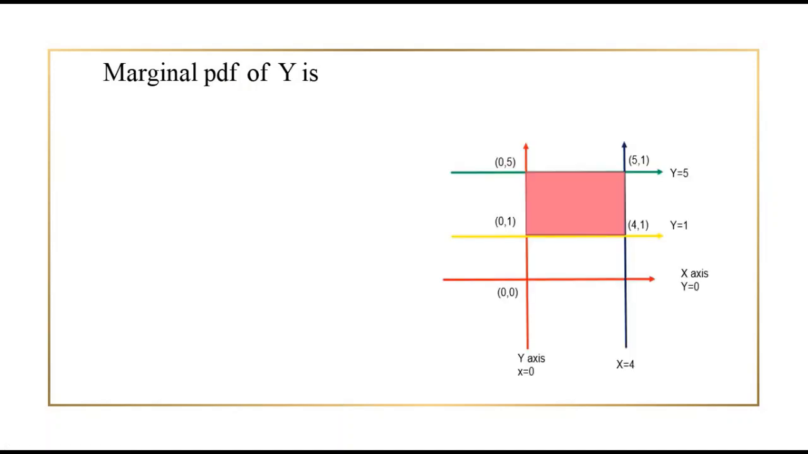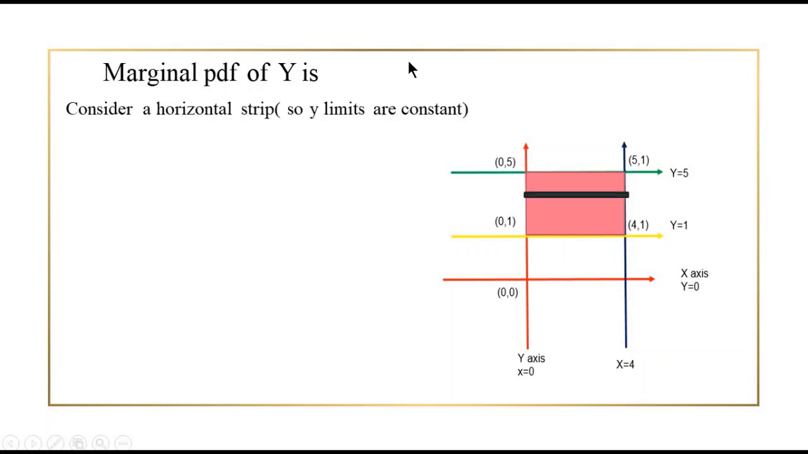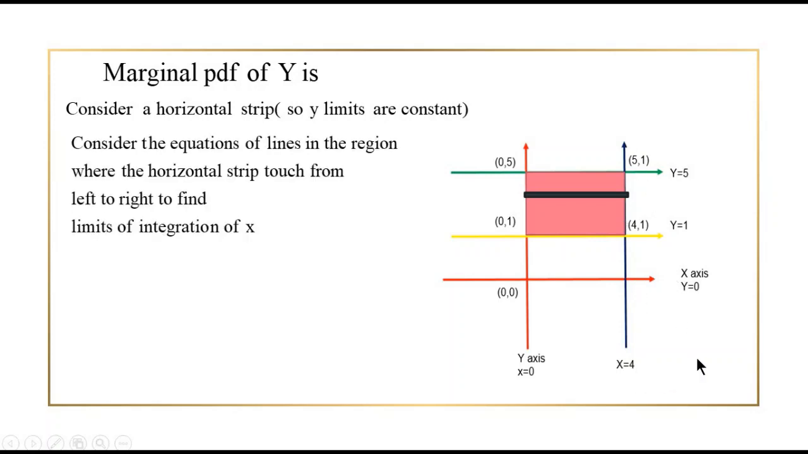Similarly, let us find the marginal PDF of y. Draw the base region. To find the marginal PDF of y, we have to draw a horizontal strip. When you draw a horizontal strip, consider the leftmost part and the rightmost part of the strip. The leftmost part touches the red colored line and the rightmost part touches the blue colored line. The red colored line is x equal to 0 and the blue colored line is x equal to 4. Therefore, the limits of x are x equal to 0 to 4.